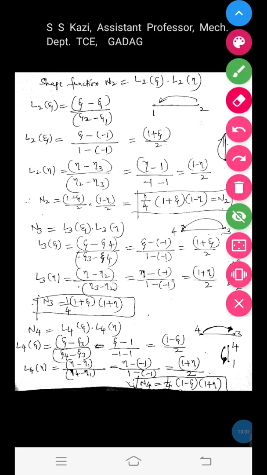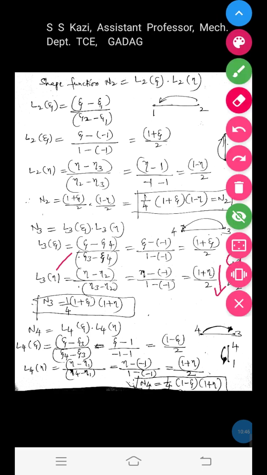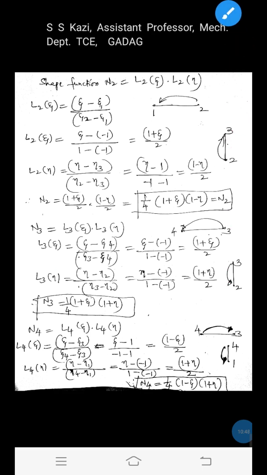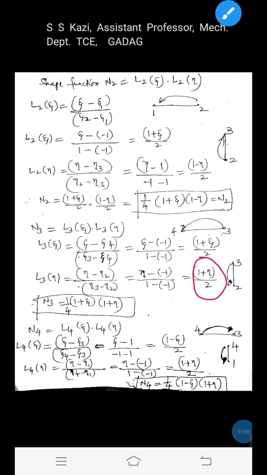Okay, next L3 of eta, that is in eta direction for node 3, in eta direction there is a node 2. Then you can write the expression L3 of eta is equal to eta minus eta 2 divided by eta 3 minus eta 2. Like this you can write. Okay, and substitute the coordinate values of eta 2 and eta 3, eta 2 as minus 1, eta 3 as plus 1. We will get 1 plus eta divided by 2.